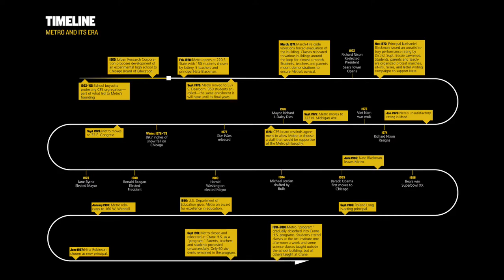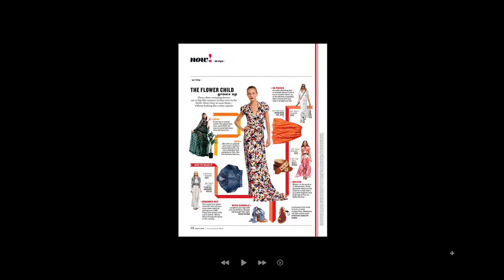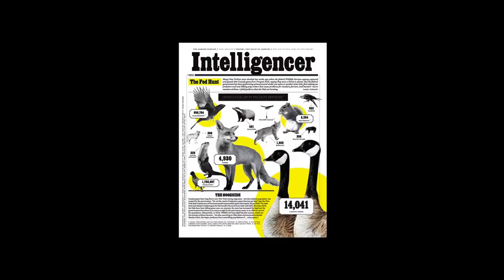And timelines can be visual. This one happens to be just text, but this one, actually, is a couple of timelines talking about the maturing of hippie 60s fashion, and it is illustrating that history with actual examples of clothing. Sometimes an infographic can be a combination of numbers and pictures.